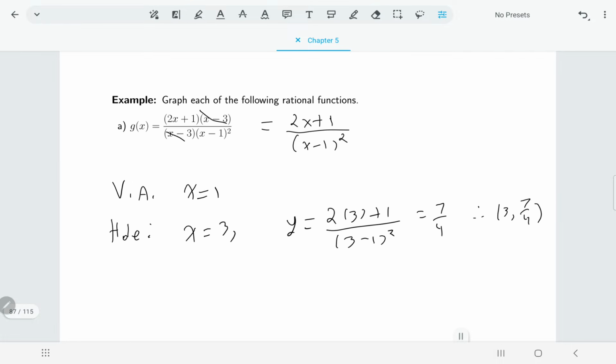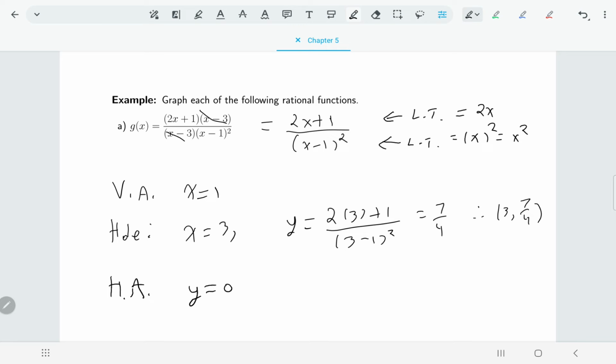Okay, so we've talked about vertical asymptotes, we've talked about holes. Next part to talk about, of course, is horizontal asymptotes. And for that, we need to think about degrees of the top and of the bottom. At the top, you can see that the leading term here, of course, is just 2x, degree 1. And for the bottom, the leading term would be x squared, so degree 2. Since the bottom has the larger degree, yes, we do have a horizontal asymptote, and it's going to be the line y equals 0. Okay, so that means I should plot on my graph the horizontal asymptote y equals 0.